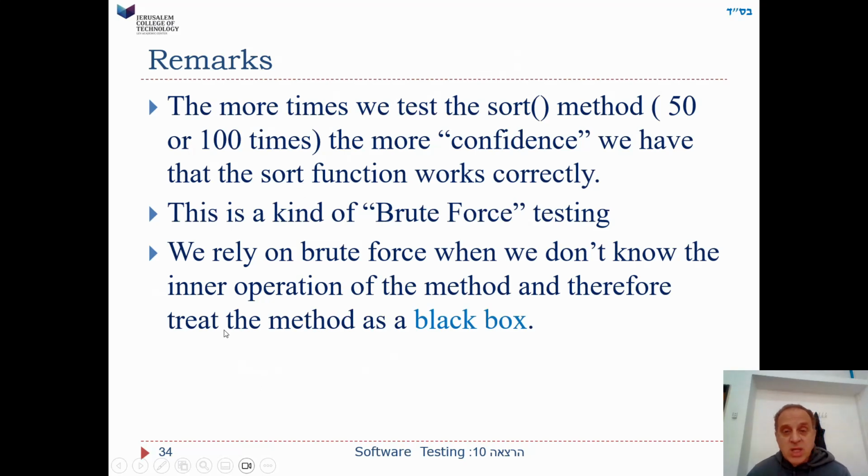Remarks: the more times we test the sort method, 50 or 100 times, the more confidence we have that the sort function works. Now, we can never really be sure that it works because we didn't know what edge cases there might have been. But we tested it a lot of times and with a lot of different arrays, so we have a higher confidence. We can only say it's a higher confidence that it works, but we can't be sure. This is a kind of brute force testing. We rely on brute force when we don't know the inner operations of the method and therefore treat this method as a black box. Okay.